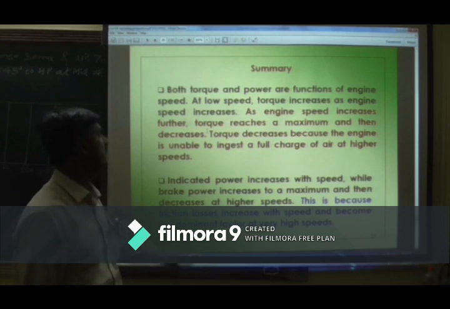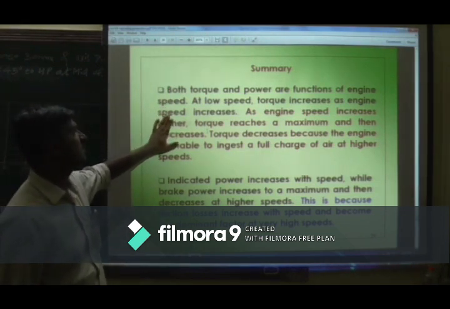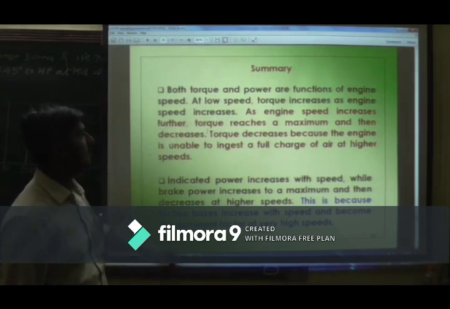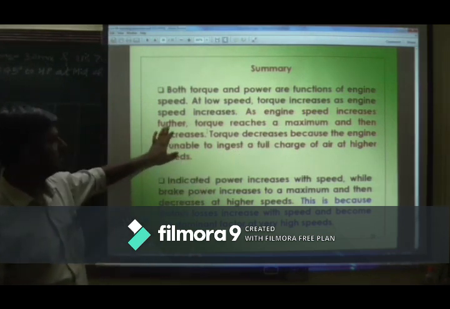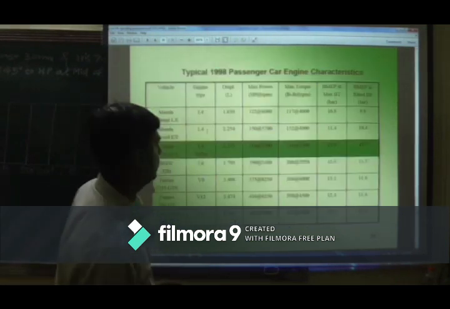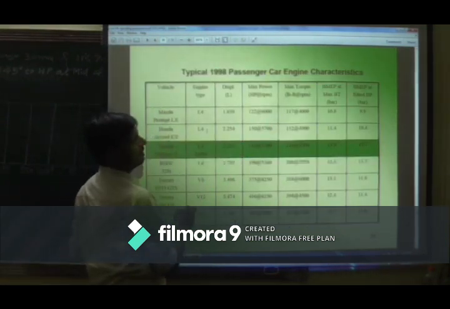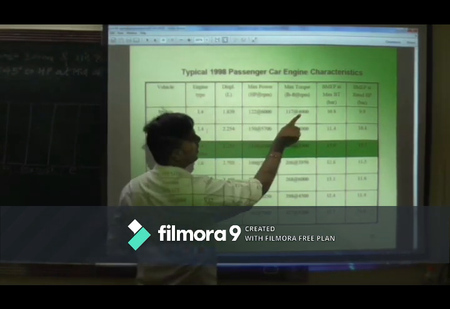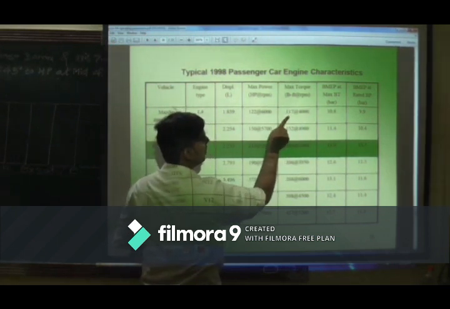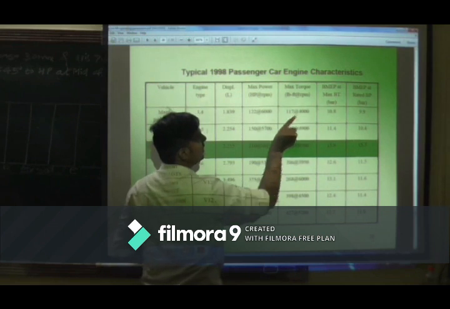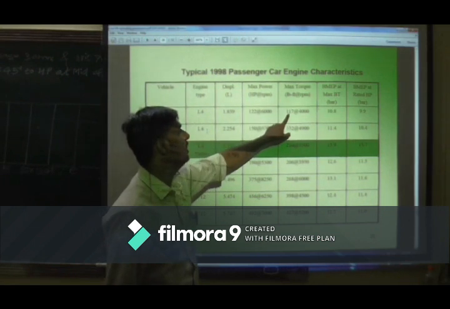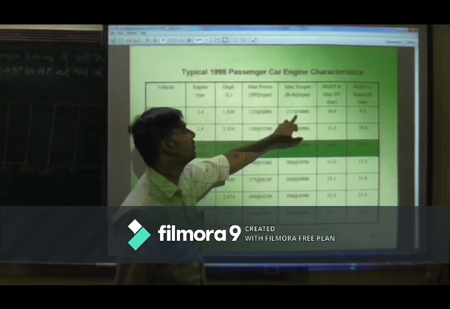So let's see this summary. Both torque and power are functions of engine speed. At low speed, torque increases as engine speed increases. As engine speed increases further, torque reaches a maximum and then decreases. So maximum engine speed is 6000. But we are getting maximum torque of 117 only when engine speed is 4000. After 4000, the torque value will decrease. Engine speed can increase up to 6000, but we are not getting 117 or more than 117 after 4000.